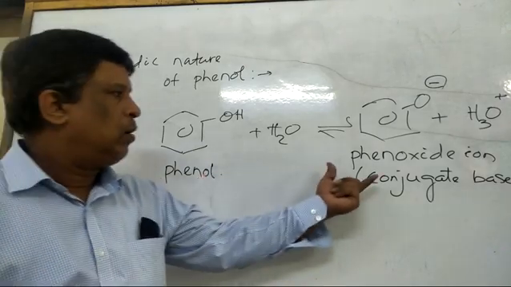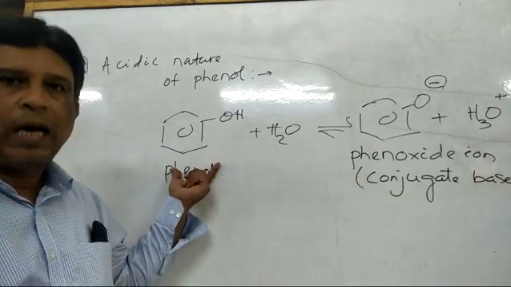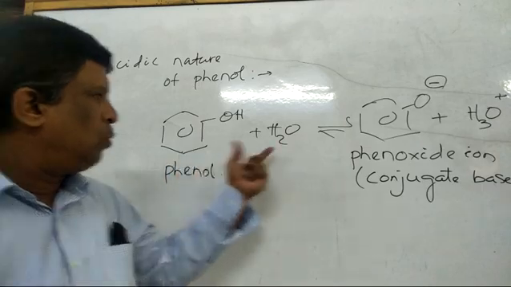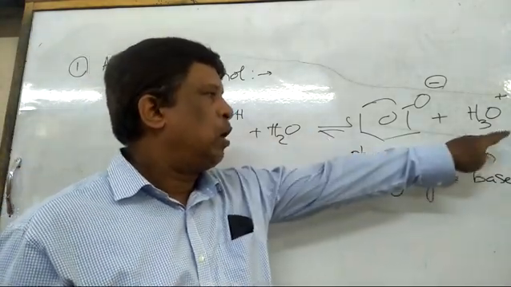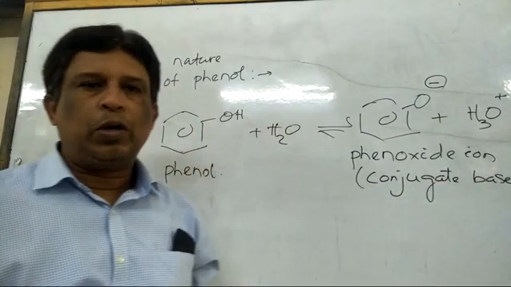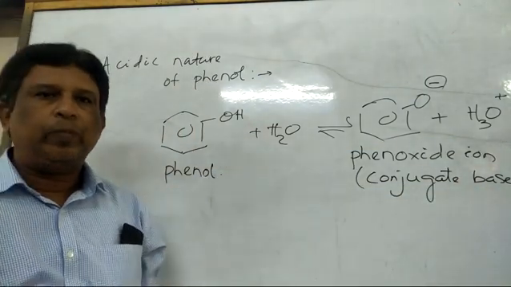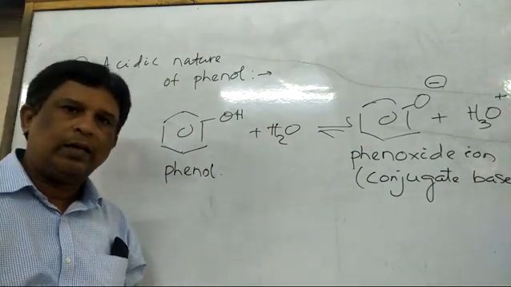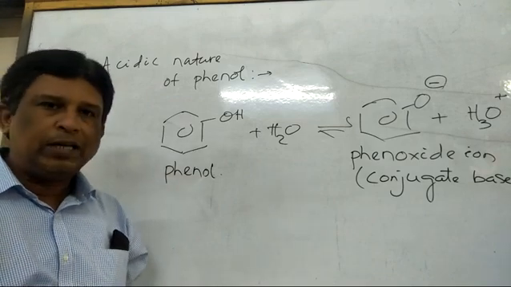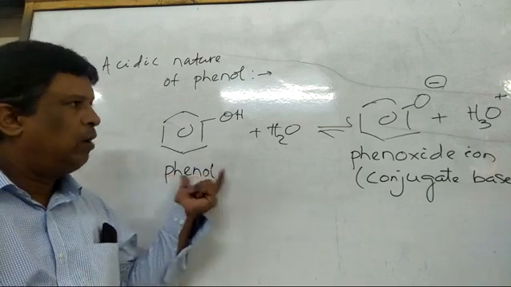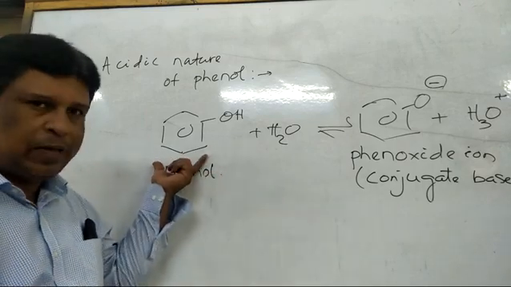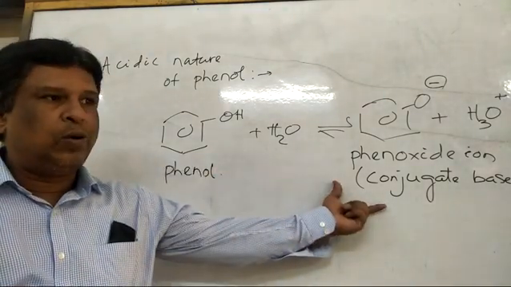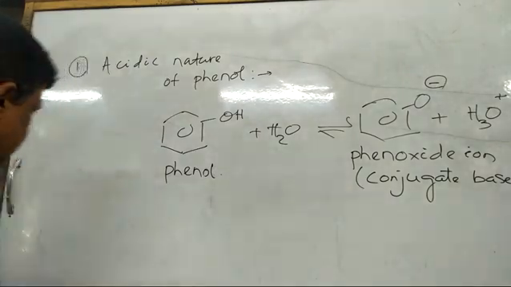Hence, phenol behaves as an acid. As a result, the equilibrium according to Le Chatelier's principle shifts forward, forming more amount of proton. Hence, phenol behaves as an acid. Let us draw the resonating structures of phenol and phenoxide ion and observe how charge separation is involved and how there is no charge separation.